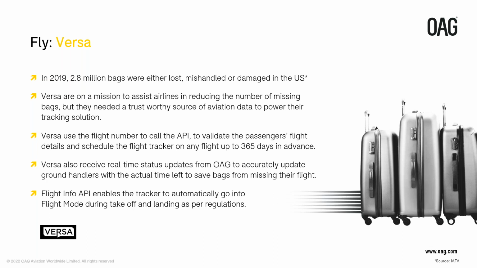And one of the other nice little features is that, using the Flight Info API, they can also enable the tracker to automatically go into flight mode, knowing when it's about to take off, and also how long that sleep can be. So it's off during takeoff, and it also meets the landing regulations. I think overall it's a great use of our API, particularly to help reduce that pain point of travellers having to experience issues with their baggage. I think we probably all wish them well on that mission.